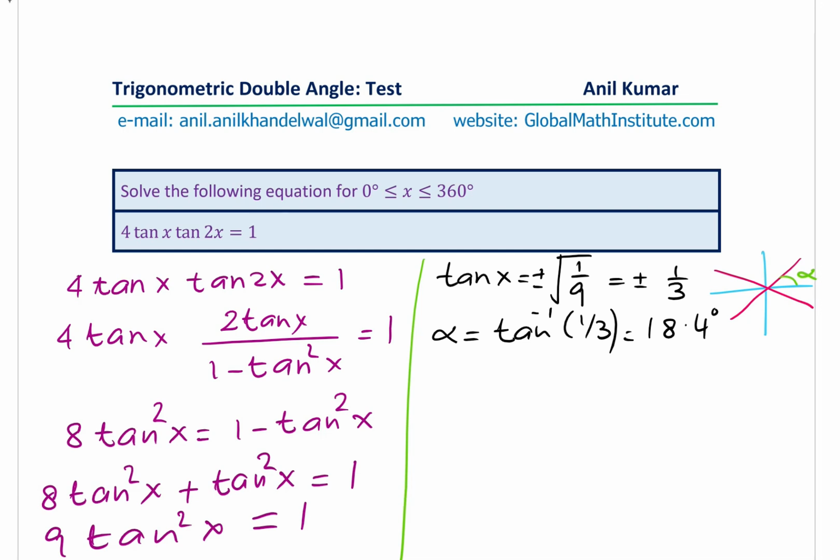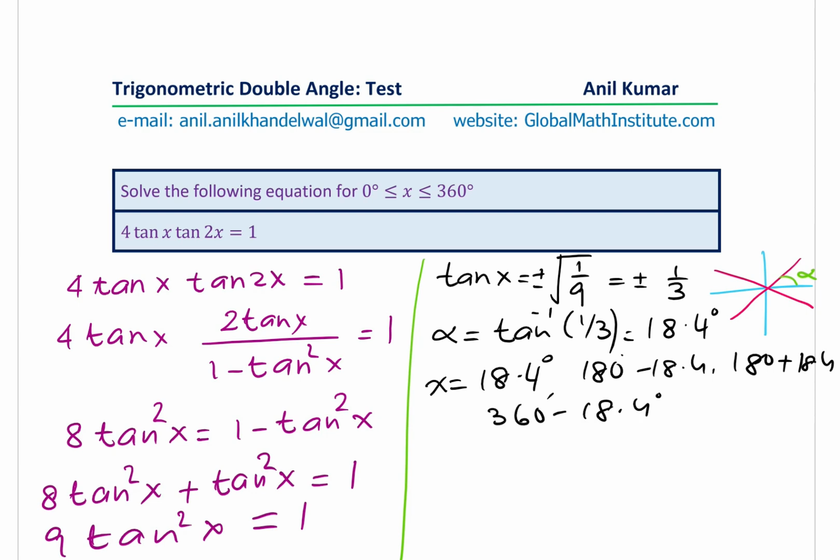Well, the other solutions are what? So we can write x equals 18.4 degrees. We can say 180 minus 18.4. We can say 180 plus 18.4. And we can also say 360 minus 18.4 degrees. So these are all the solutions. So let's write down all of them.